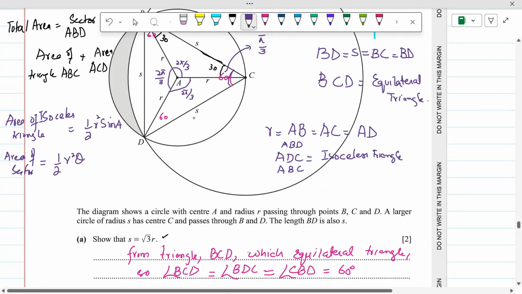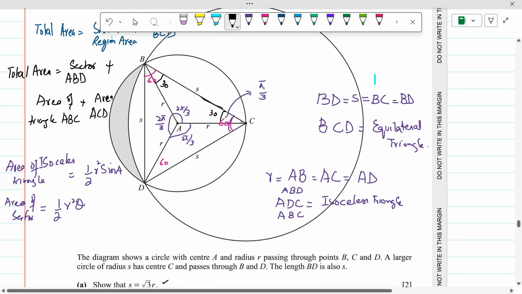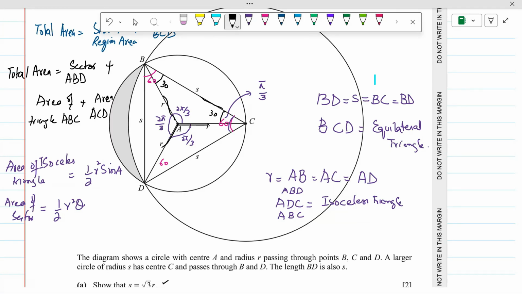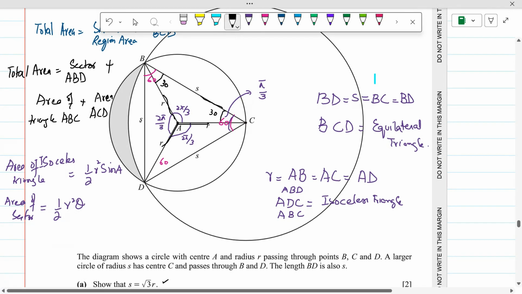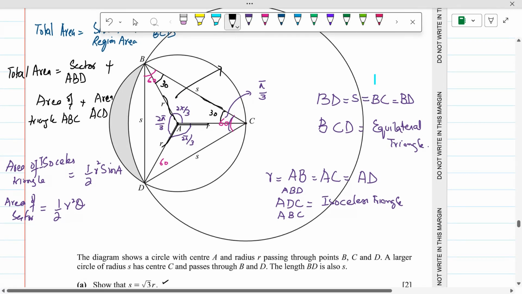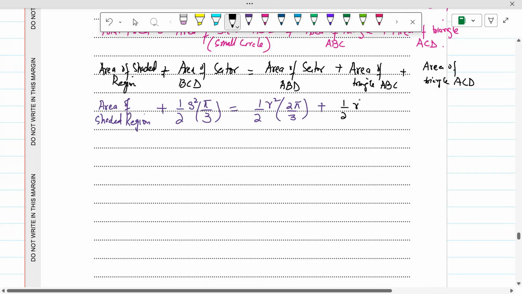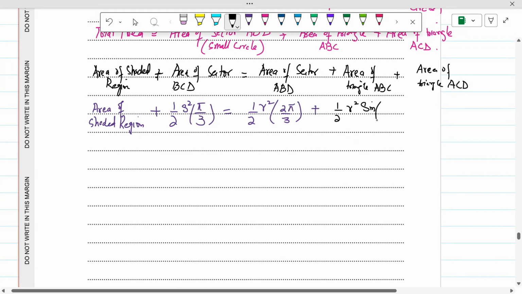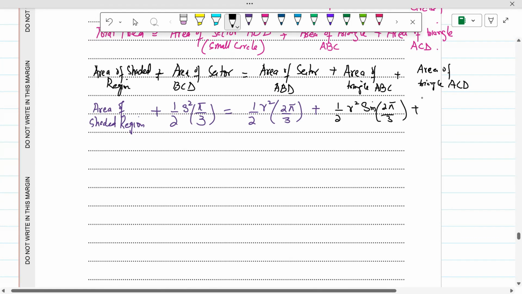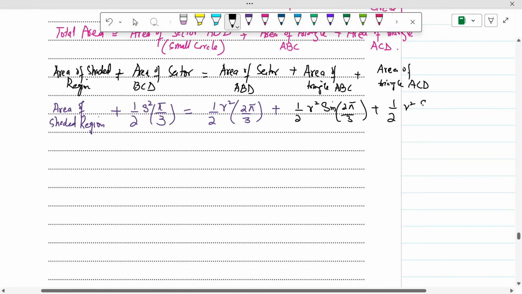We know that these two triangles, the isosceles triangles ACD and ABC, are the same, and this isosceles triangle has two equal sides, which are r. This one, this one, and this one, and the angle between them is 2 pi over 3. So the area of the isosceles triangle is equal to 1 over 2 r square sine of A, and in this case A is 2 pi over 3. So 1 over 2 r square sine of 2 pi by 3, and this one is the same, so it can be written as 1 over 2 r square sine of 2 pi by 3.